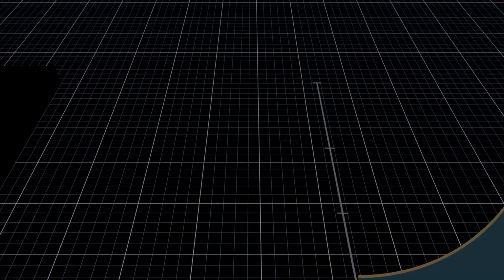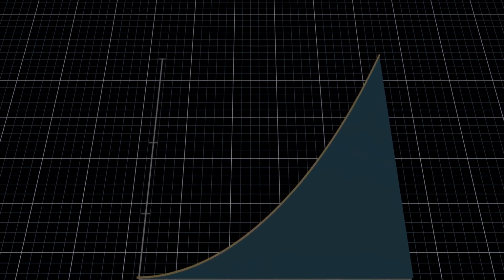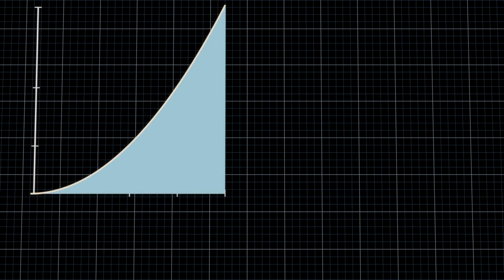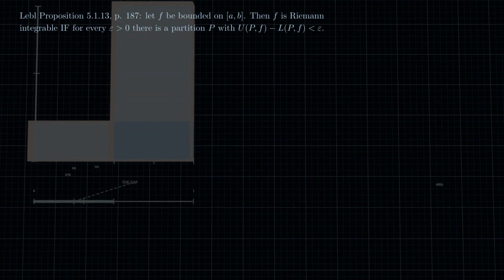The definition is honest but unusable. It asks for the supremum over all partitions. There are infinitely many, and you cannot compute infinitely many sums. We need a test we can run. One calculation, and you know it exists. And one partition is enough, if it is good enough. Our Lebl's proposition 5.1.13. For a bounded f, if, for every positive epsilon, you can find one partition P whose upper sum minus lower sum is less than epsilon, then f is Riemann integrable.